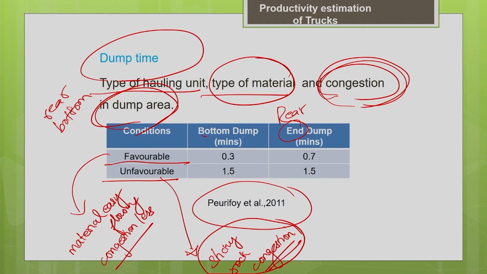So, you can compare the bottom dump and rear dump. You can find that if the conditions are favorable, the bottom dump time is very much less when compared to the rear dump. That is what I told you earlier also. But under unfavorable conditions, you can see that both are comparable only. So, if the conditions are favorable, it is preferable to go for the choice of bottom dump, so that you can have a reduced cycle time and increase productivity.